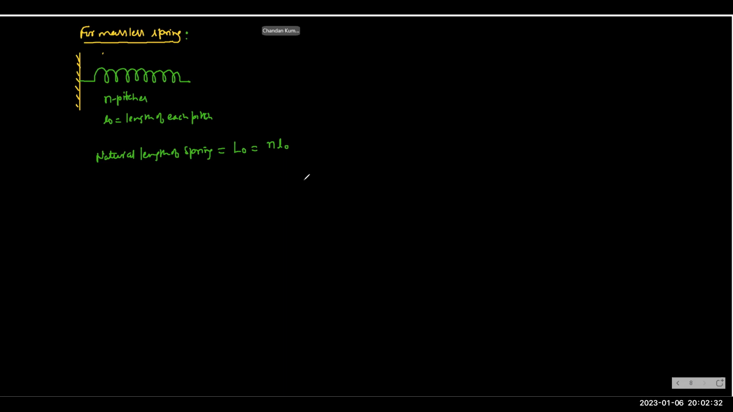So what is the total length of the spring? The total length of spring without deformation is how much? Are you guys not getting this? This is L naught. And we have such pitches, n pitch. So this is n number of times. Understood? So what is the total length of the spring? NL naught. So this is called the natural length of spring, the length of the spring without deformation.